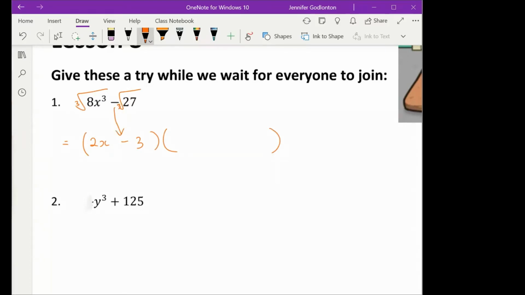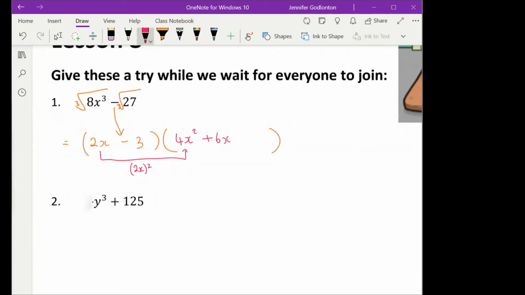Good. Okay. Next. And then in the second one, we got 4x squared plus 6x plus 9. How did you get the 4x squared? I square rooted 2. Good. Then what was your middle term? It was 6x. Is it going to be a plus or a minus? It's going to be a plus.